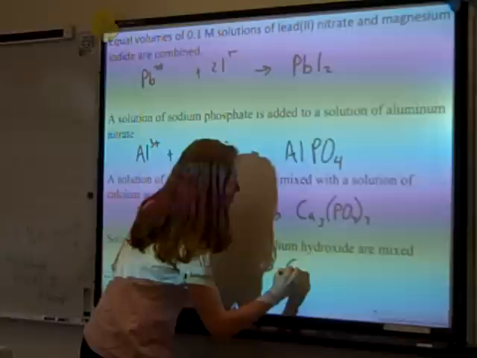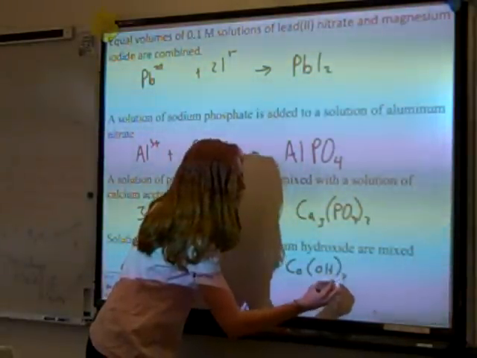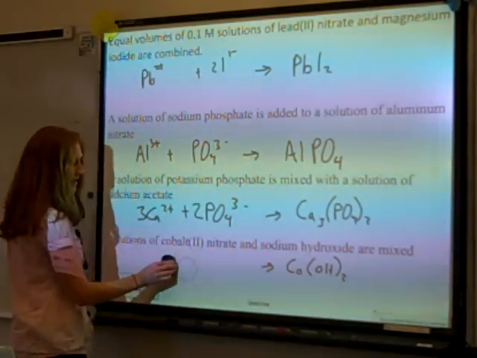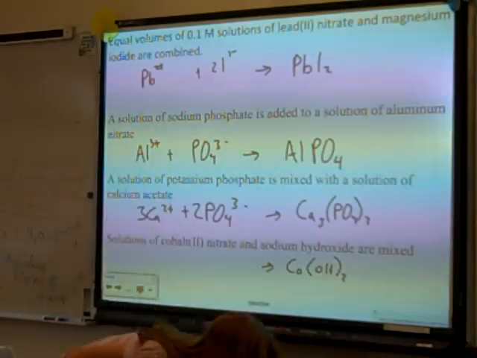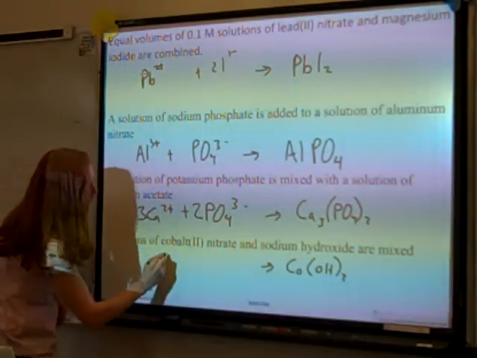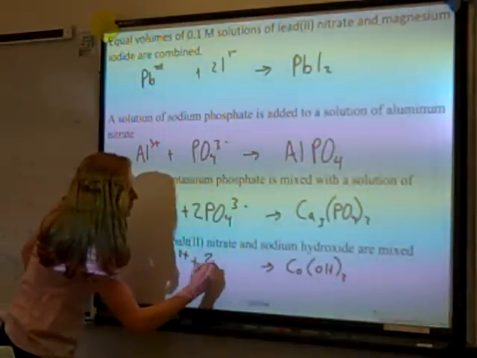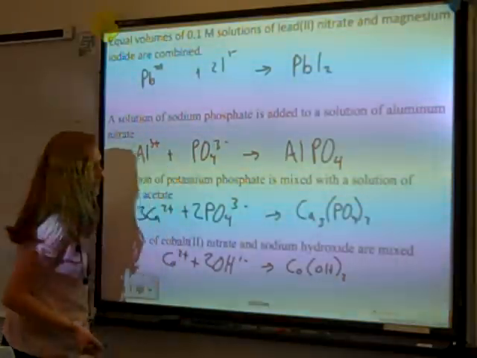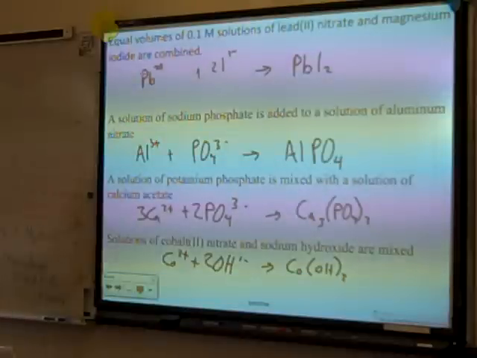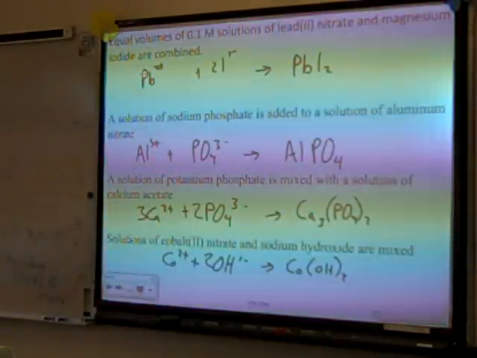So here we go, we've got cobalt, and hydroxide is a 1 minus charge, so I'm going to need 2 hydroxides. So now I know what ions I need to make that product. I need 1 cobalt, so that's Co2+, and 2 hydroxides, 2 OH-. And that's balanced, it's good. Done. So you've got to know your solubility rules and your polyatomic ions.